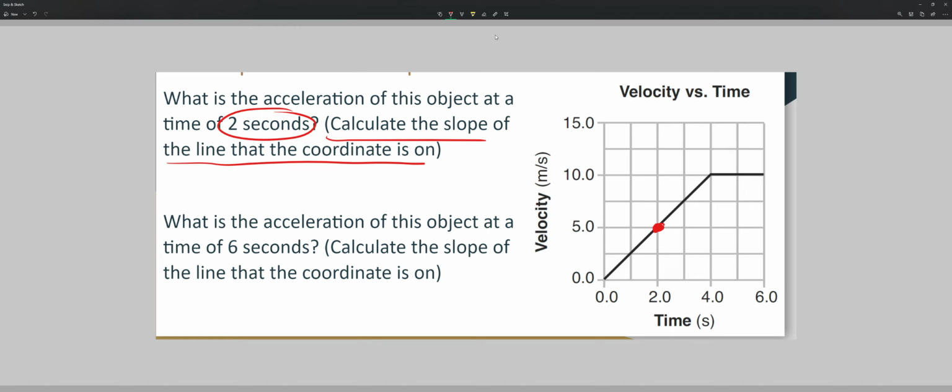And what line is this on? Well, it's on this line right here. So essentially, we want to calculate the slope of this line.